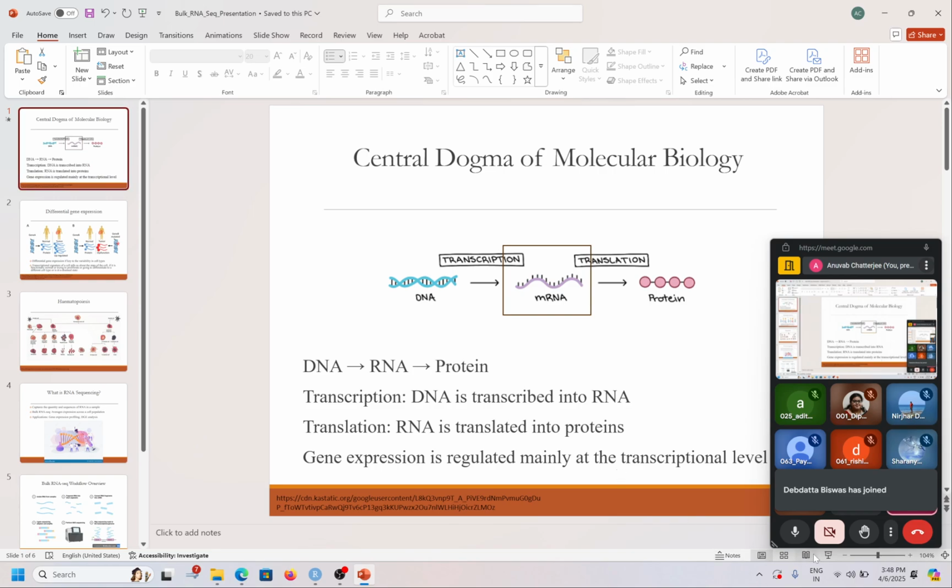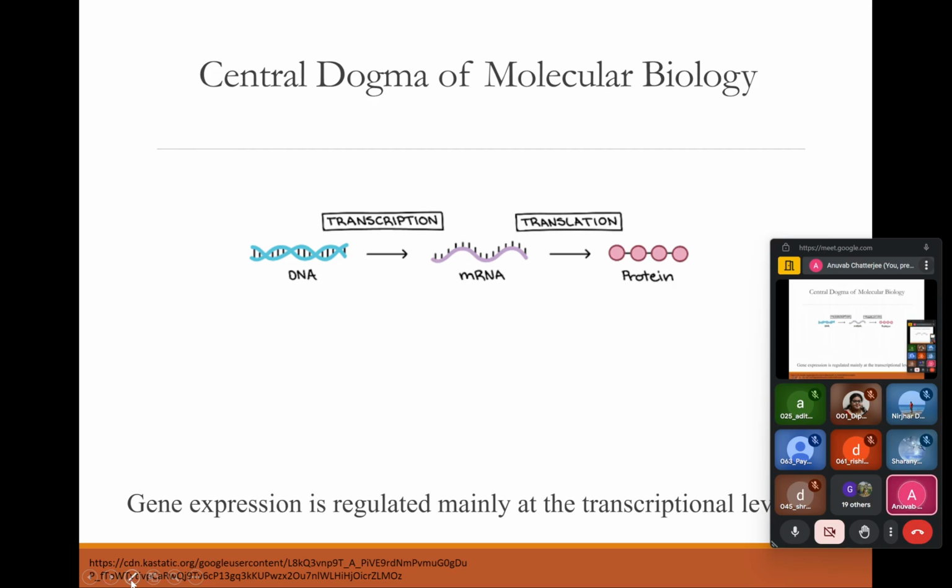I hope this PPT is visible. We are going to quickly learn a bit about molecular biology. So yes, I think everyone here has an idea about what the central dogma of molecular biology is. It is that DNA makes mRNA, which then makes protein. The process of going from DNA to mRNA is called transcription, and the process of mRNA to protein is called translation.